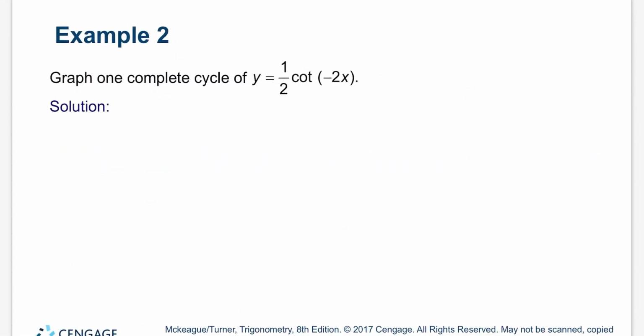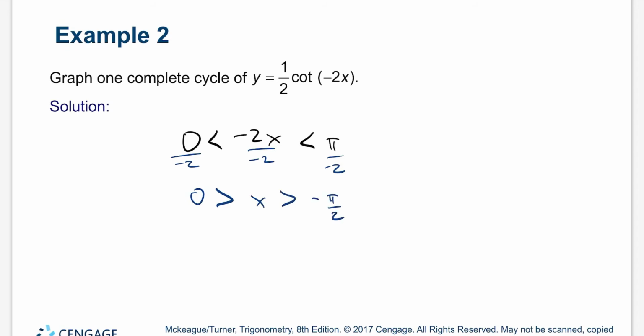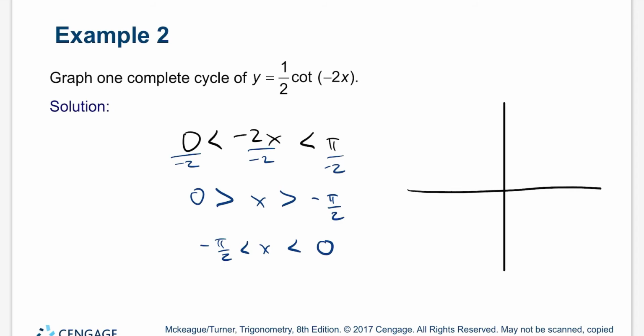Example 2, cotangent is very similar. The difference between tangent and cotangent is the asymptotes start at 0 and go to pi. The argument goes in the middle, negative 2x. And then we solve for x by dividing by negative 2. So we end up with 0. We have to switch the direction of the inequality because we divided by a negative number. So essentially what we have is negative pi over 2 less than x less than 0 is what we end up with. Right, so there's our 0, there's our negative pi over 2, asymptotes at those two angles.